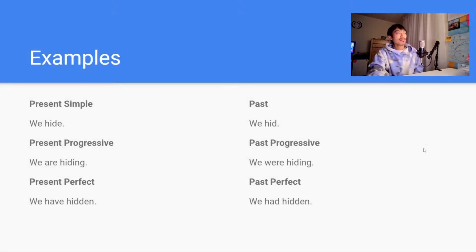Here's some examples. So here we can see that there is the simple, progressive, and perfect. We're not going to worry about perfect progressive. It gets a little too hectic over there. So, in simple, we have the one verb hide, we hid. This is all in the present and this is all in the past. So we hide, we hid, we are hiding, we were hiding. As you can see, it's using the ing form because it is progressive. We have hidden, we had hidden.